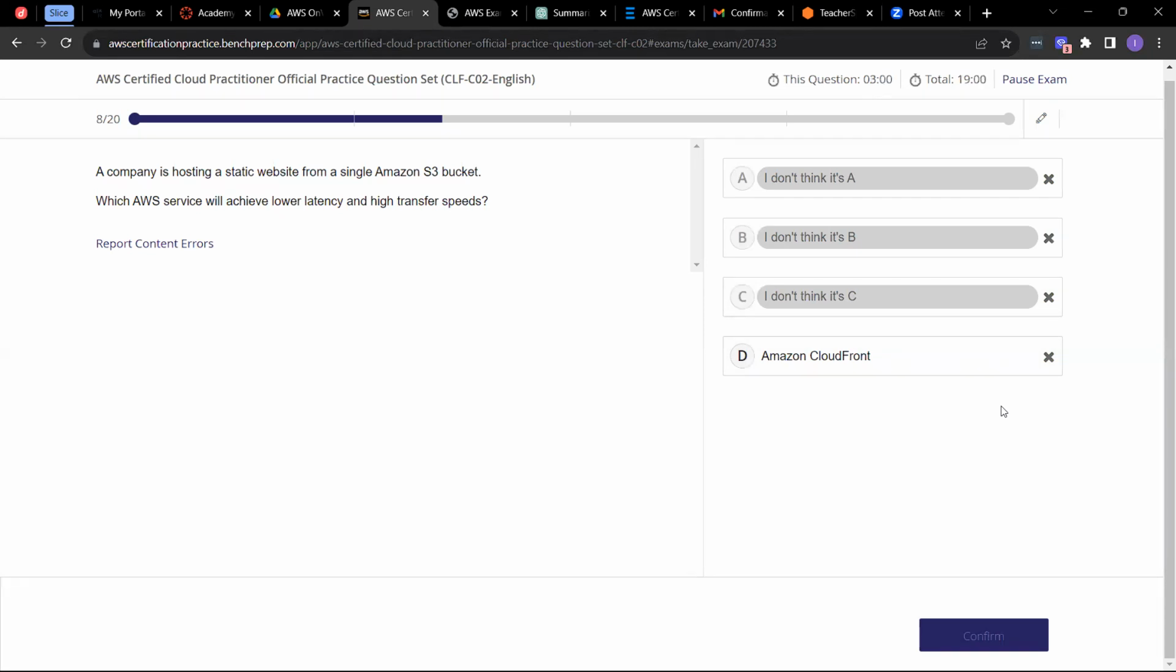Bridget is saying something. Yeah, D, because looking at the options, Beanstalk has to do with web apps, the other is a database, and Route 53 is DNS. Exactly. So we literally said the same thing. People know that.